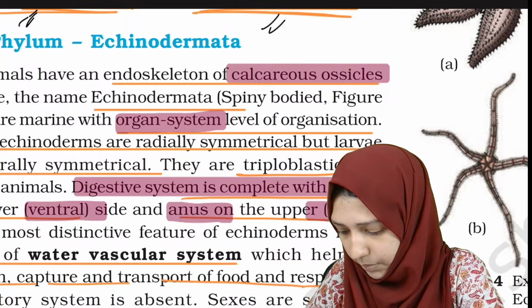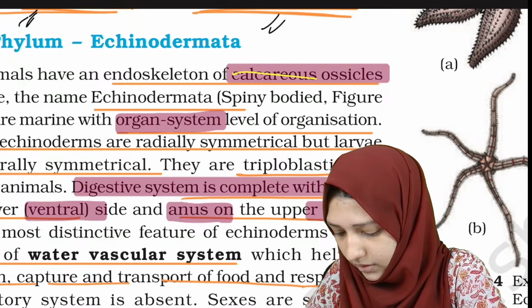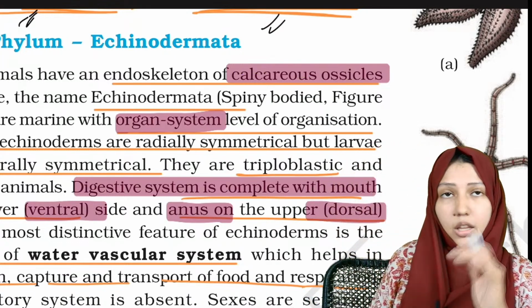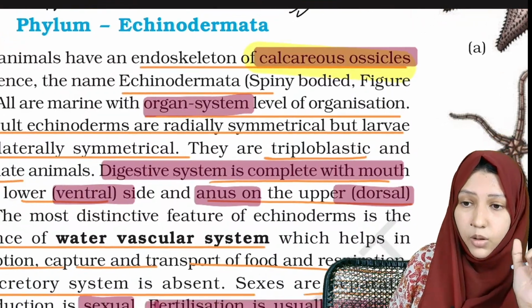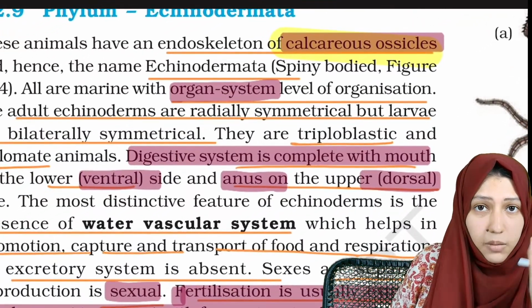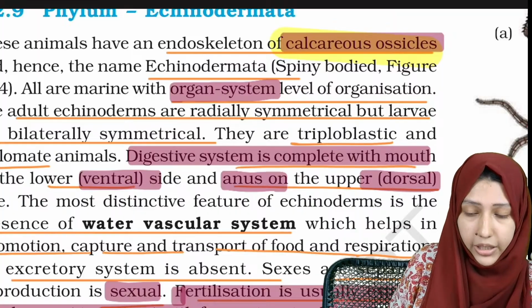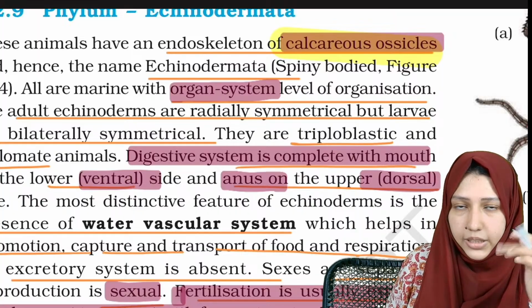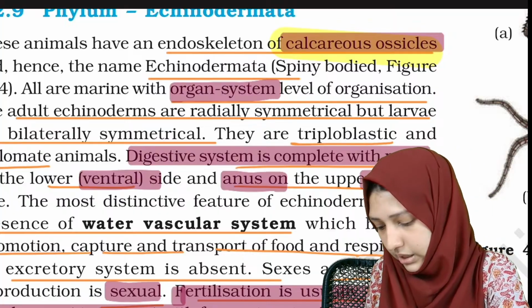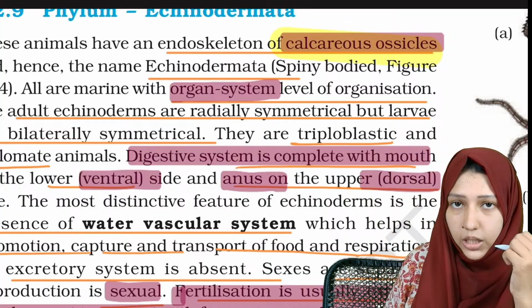Calcareous ossicles are present in phylum Echinodermata, and the name Echinodermata comes from spiny bodied, which means they have spines, so they are known as Echinodermata. And what are the characteristics?